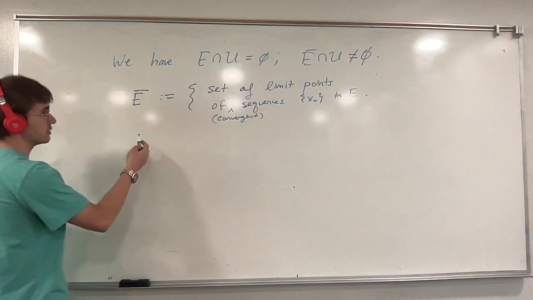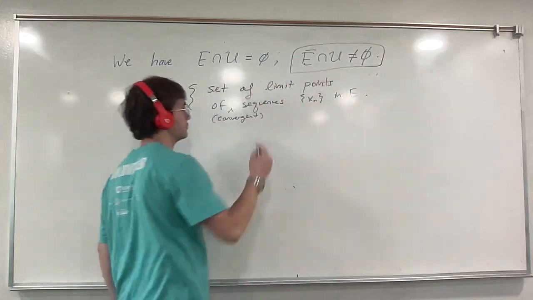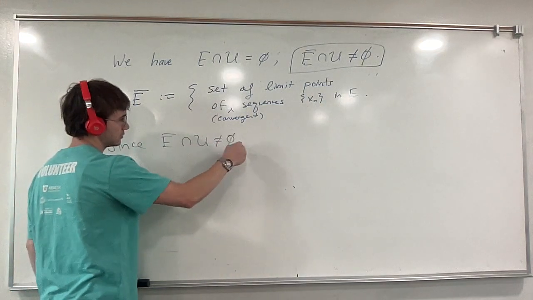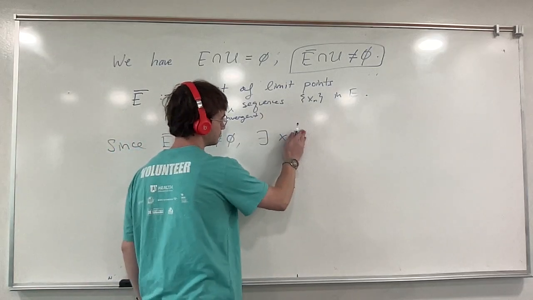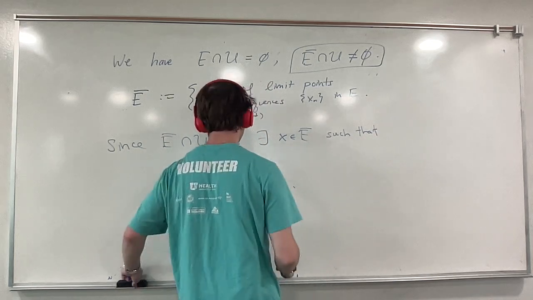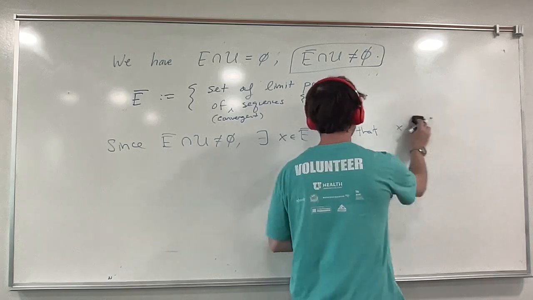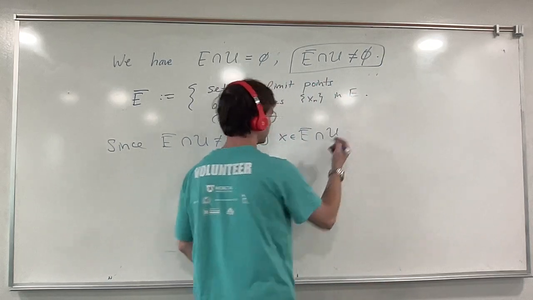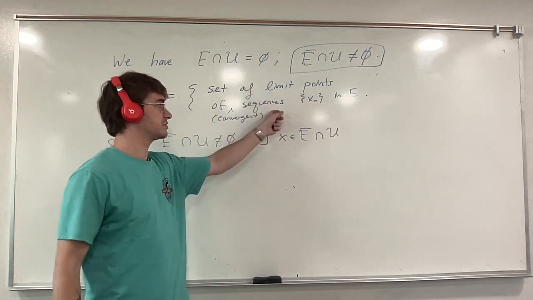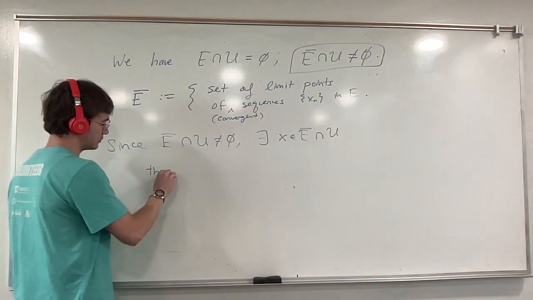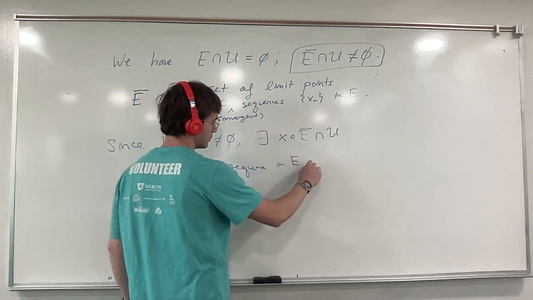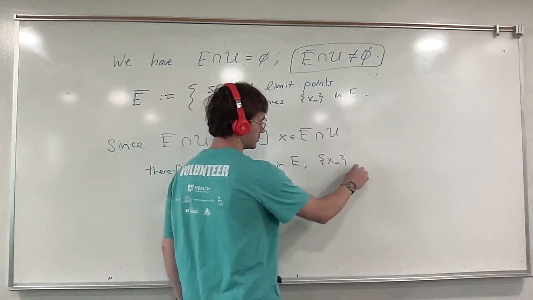Now, what this means is that since E closure intersect U is non-empty, there exists a point X in E closure intersect U. So this point is in E closure, okay? So therefore it's going to be the limit point of a sequence in E. So therefore, there exists a sequence in E, xn, we'll say, which converges to X.